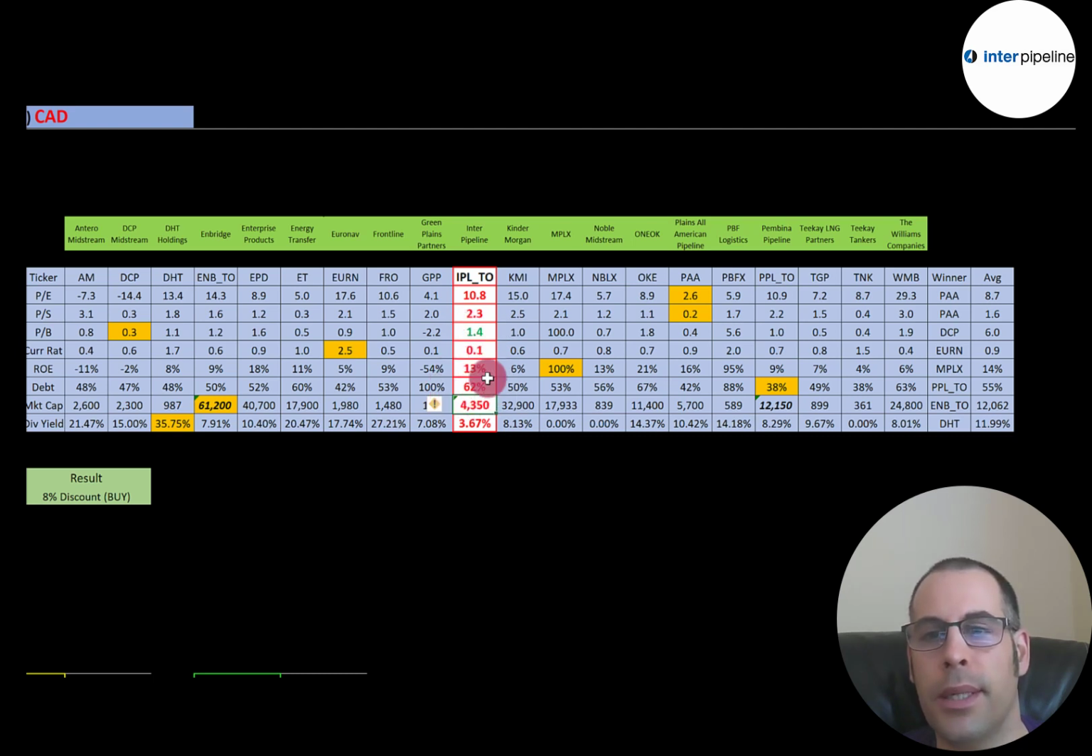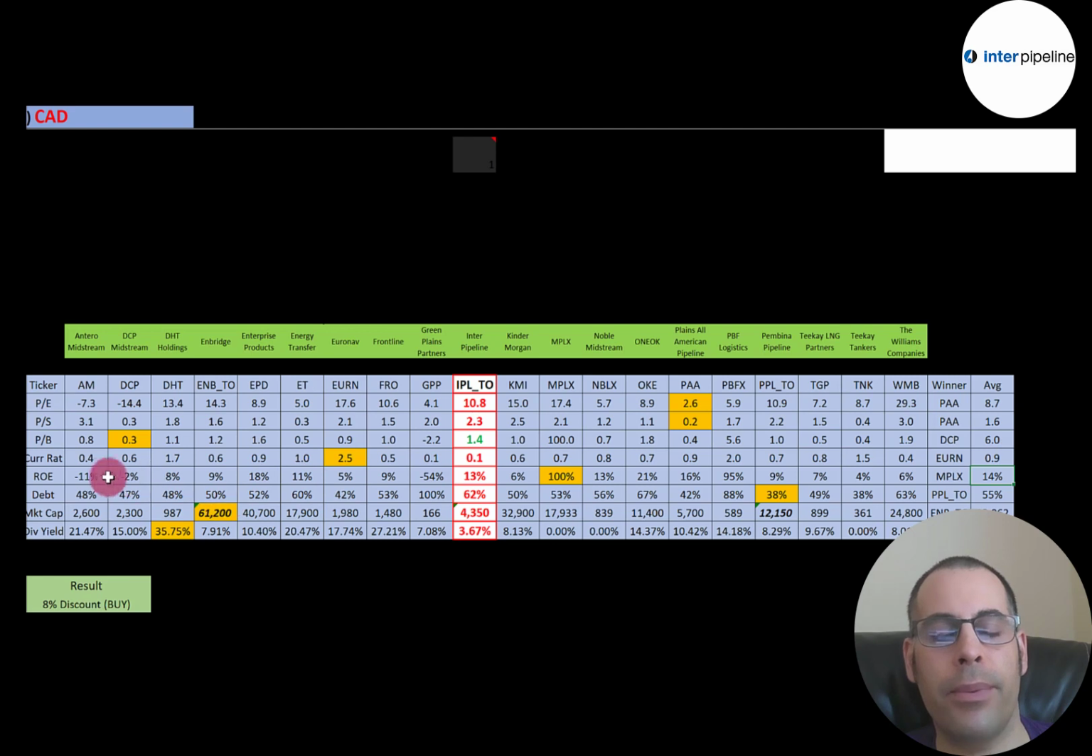They're at 62% debt, average is 55%, so they're not that much worse on debt, but their dividend yield is real low, 3.67% compared to the average of 12%. To summarize, I have them trading at an 8% discount. Their ratios look really weak, but their financials are okay.